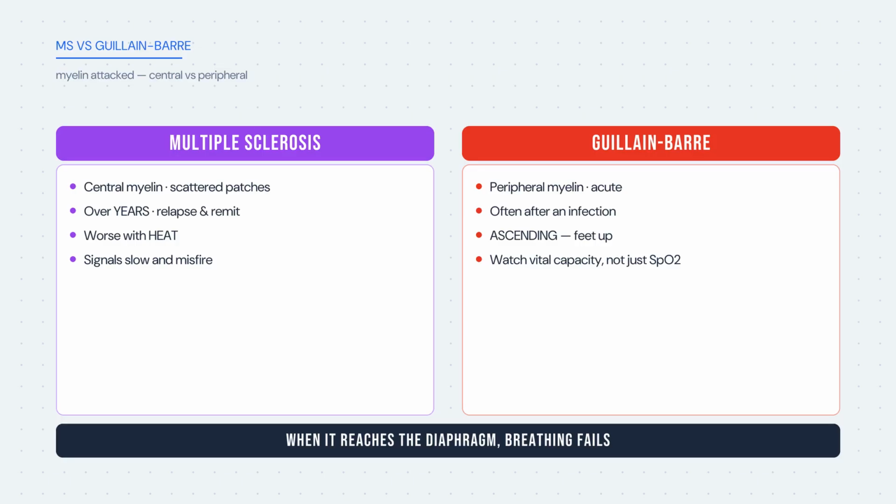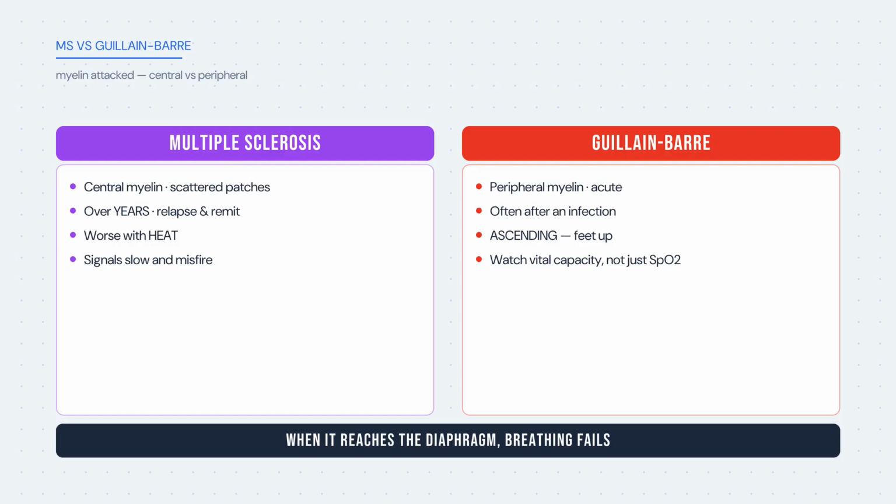Multiple sclerosis is the body attacking the myelin of the central nervous system, in scattered patches, over years. The signals slow and misfire, and the hallmark is symptoms that come and go and are made worse by heat. Guillain-Barré is the opposite in tempo, an acute attack on peripheral myelin, often after an infection, and it is ascending. Weakness that starts in the feet and climbs.